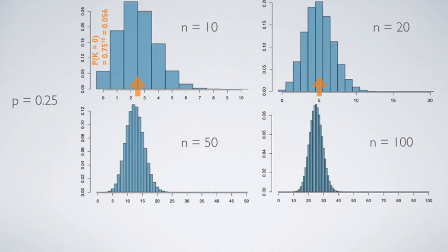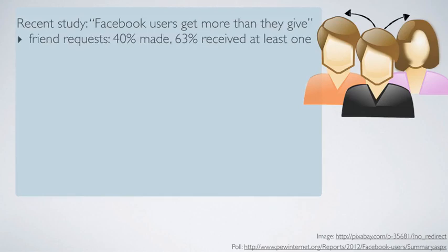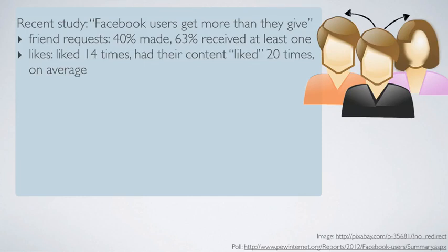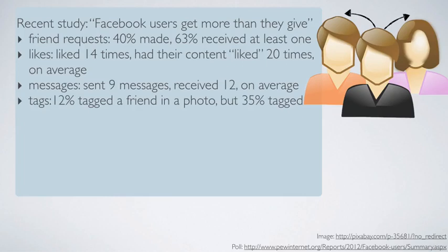So let's take a look at why this might be of interest within the context of data from a study on Facebook usage. A recent study found that Facebook users get more than they give. For example, 40% of Facebook users in our sample made a friend request, but 63% received at least one request. Users in the sample pressed the like button next to friends' content an average of 14 times, but had their content liked an average of 20 times. Users sent 9 personal messages on average, but received 12. 12% of users tagged a friend in a photo, but 35% were themselves tagged in a photo.